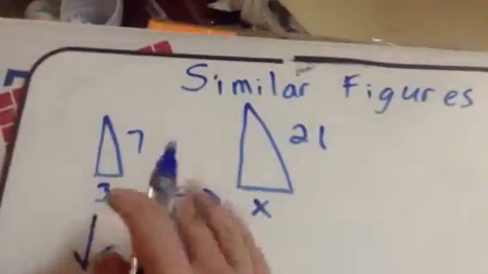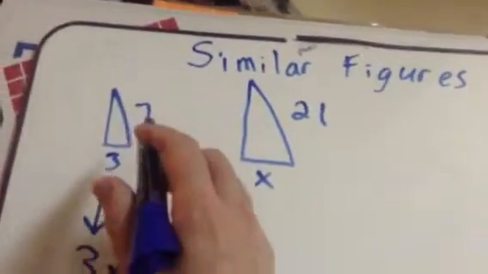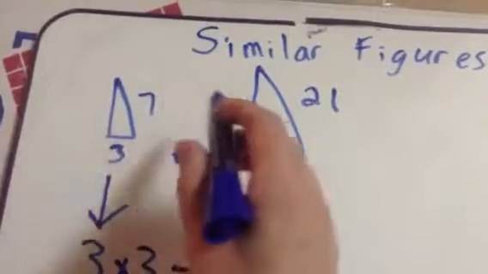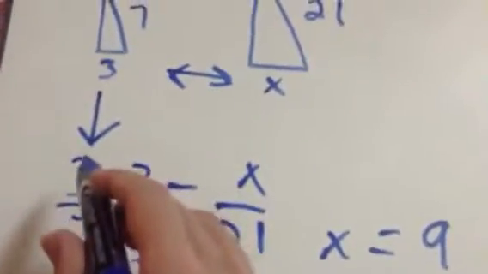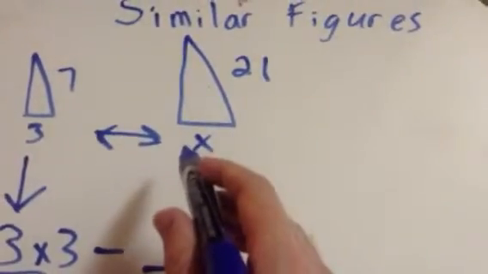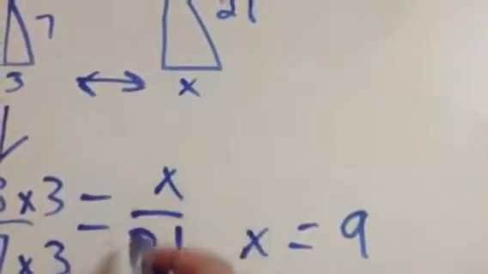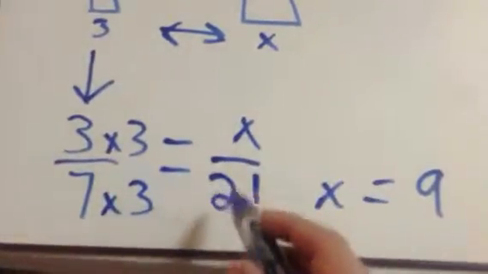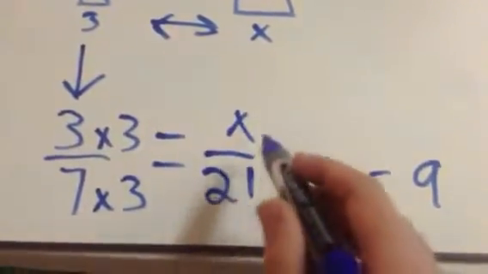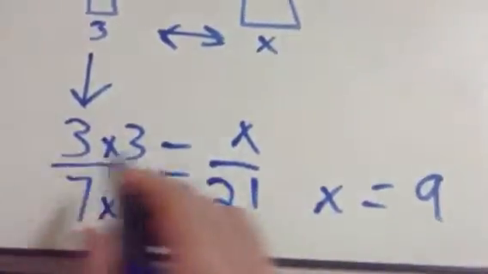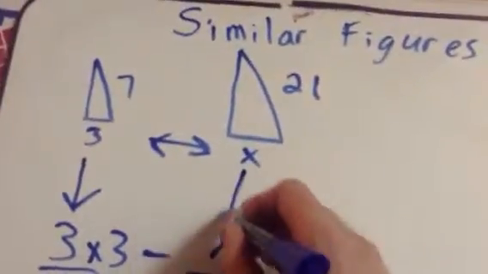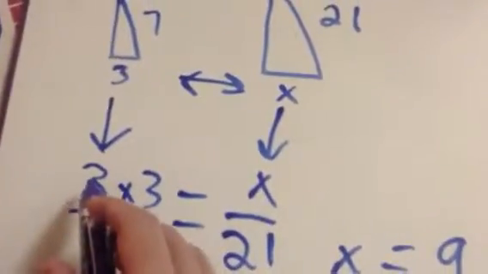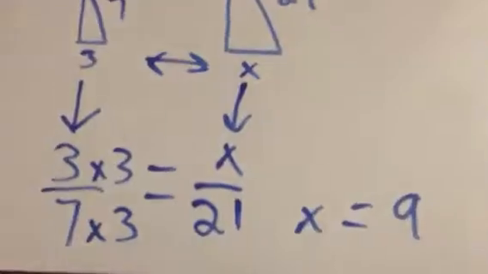The first thing that we did is we had to make a proportion. Okay, and the first ratio in the proportion was 3 over 7. The next thing we did was we had to make sure that the numbers in the next ratio were in the same places as this one. So we also made a ratio with that, but we had to make sure that if the 3 is on the top, the next side would be on top.